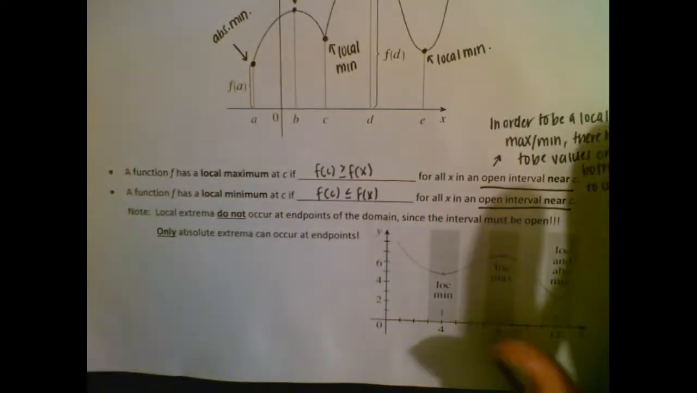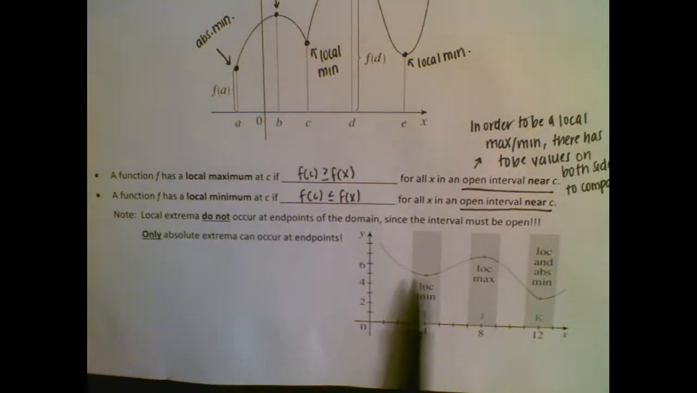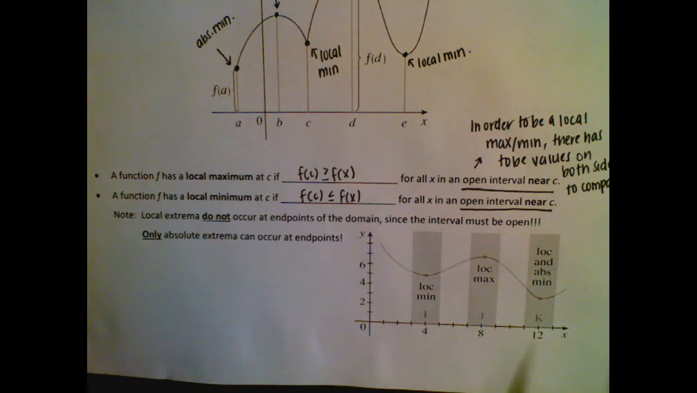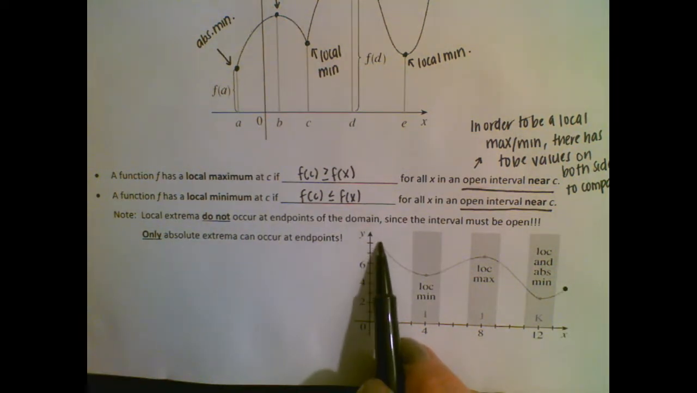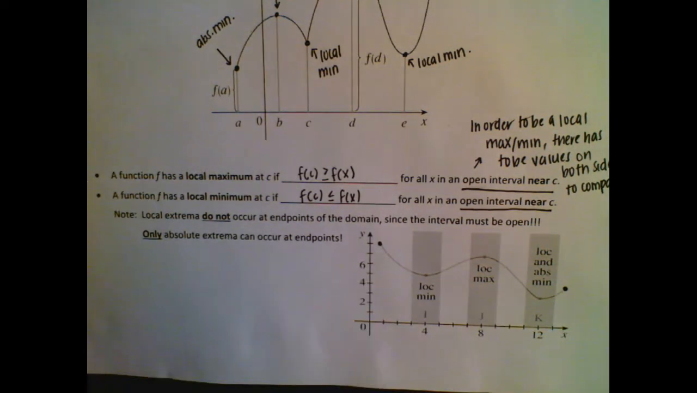And this is kind of a good visual representation of what that's talking about. So this is going to be definitely some sort of local point because I've got values on both sides to compare it to. This is going to be some local point. This is going to be some local point. This would not be considered a local anything. This would not be considered a local anything. It can be an absolute, but it cannot be a local.